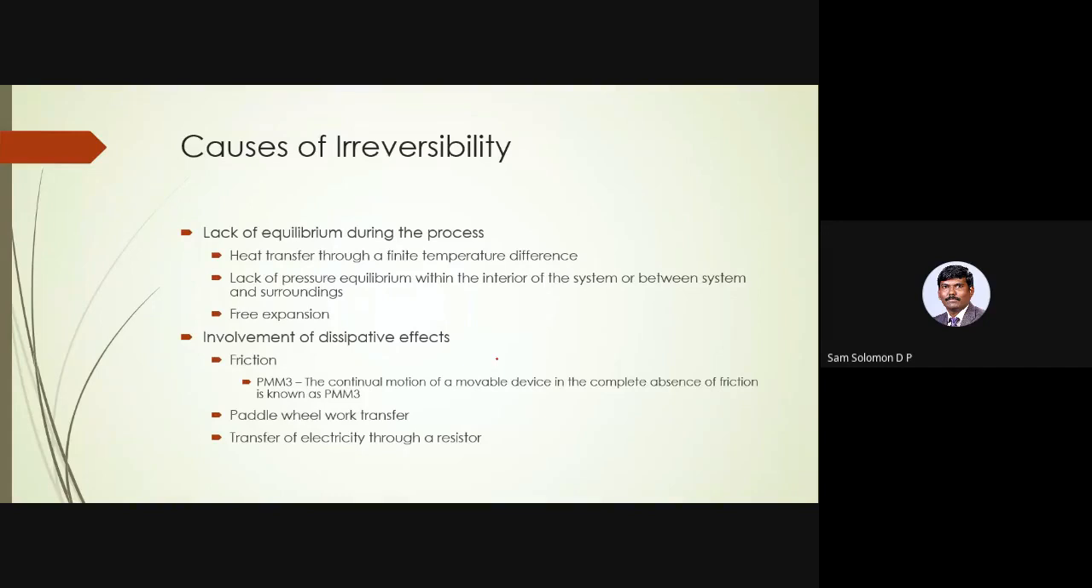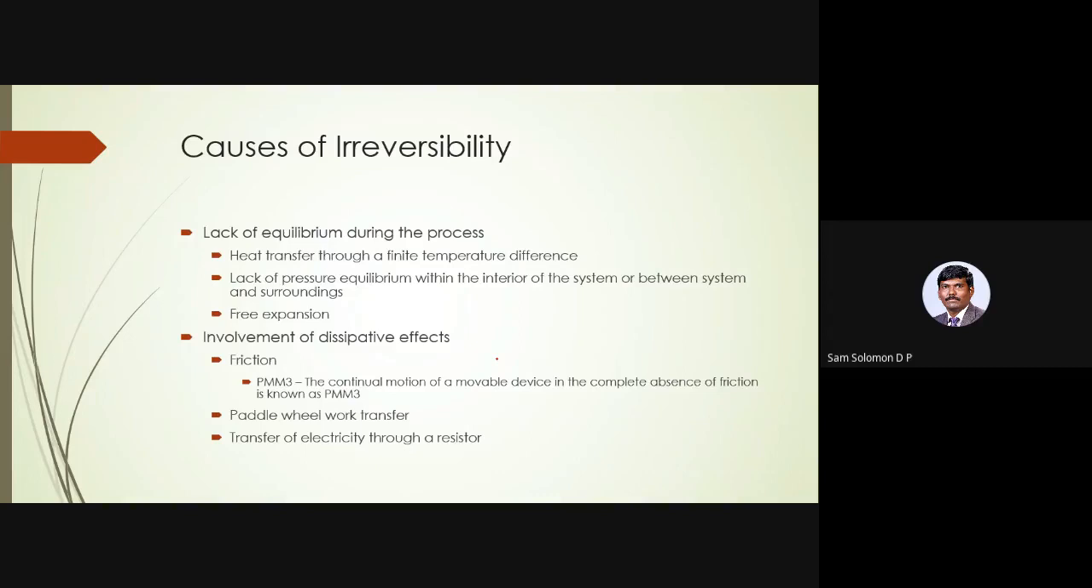So what are the causes of it? Okay, there are two major causes. One is the lack of equilibrium during the process, and the other one is the involvement of dissipative effects. These are the two causes of irreversibility, and we are going to look into this.